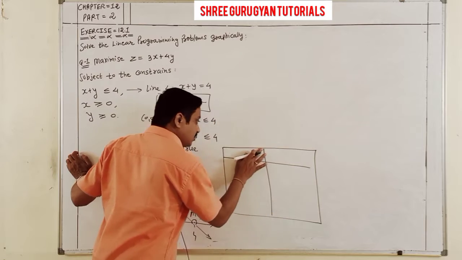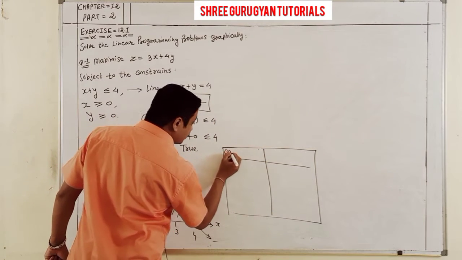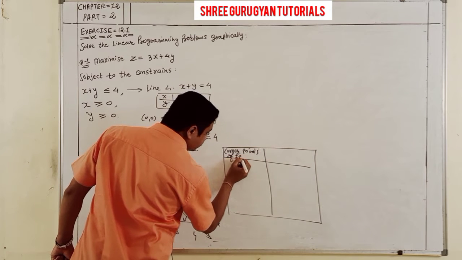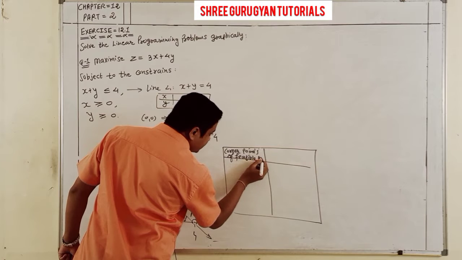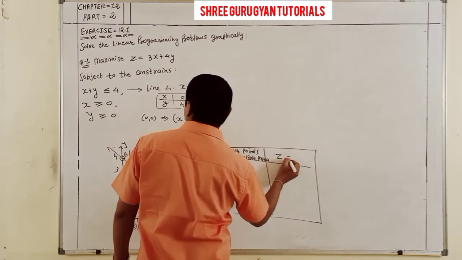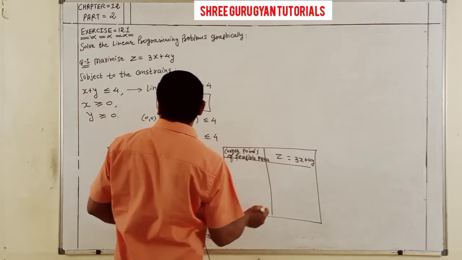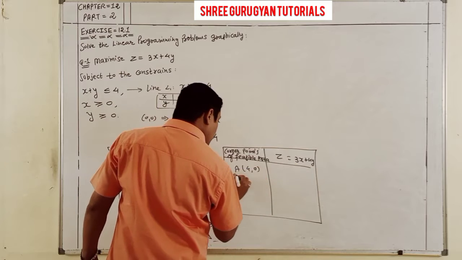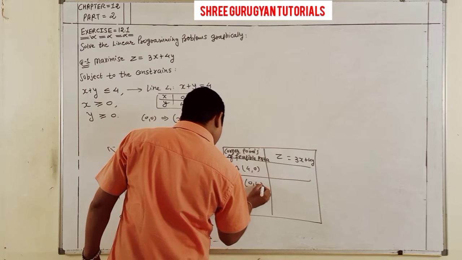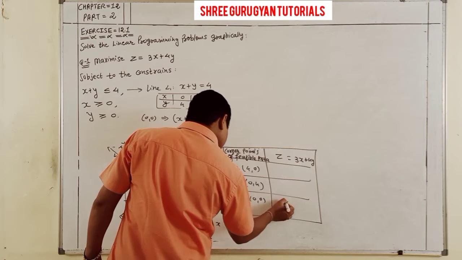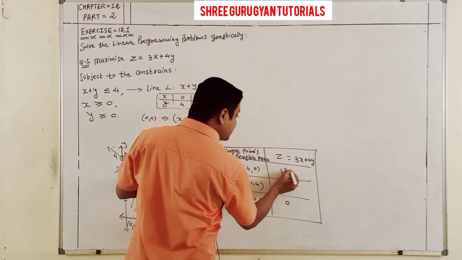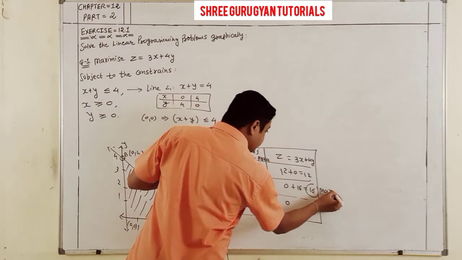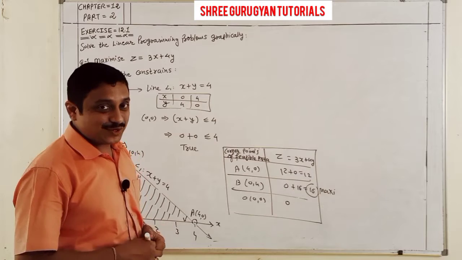Yes, corner points of the feasible region. In Z I will define 3x + 4y, and it is to be maximized. A (4, 0), B (0, 4) and O (0, 0). It is 12 at A, 16 at B, and 0 at O. So that's your maximum at B (0, 4), which is 16.